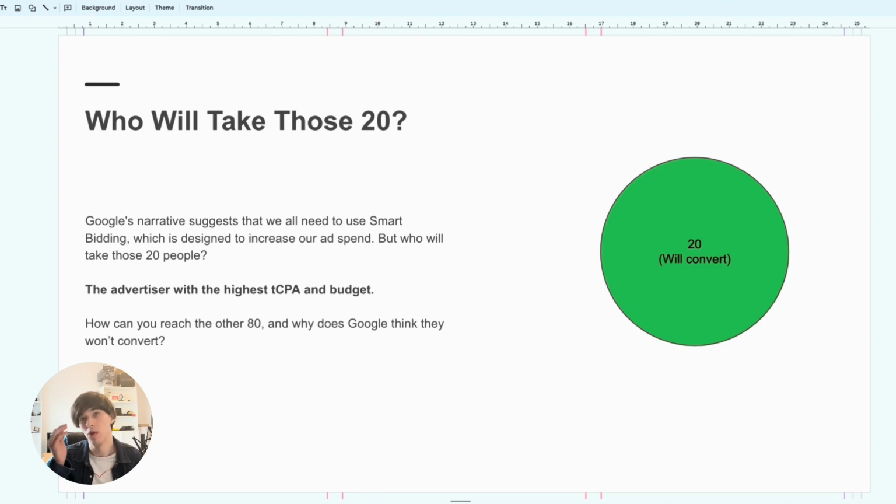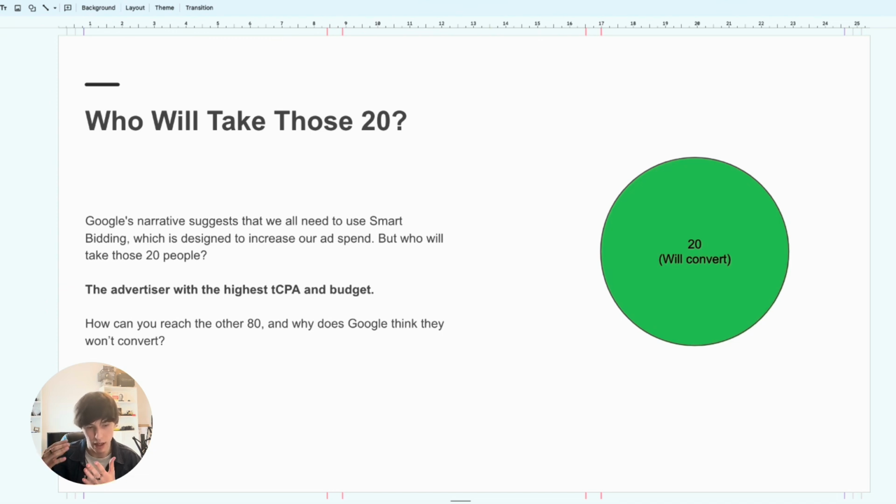So who will take those 20 that will convert? And as you know, Google's narrative suggests that we all need to use smart bidding. And basically, which is designed to increase our ad spend, because every advertiser using smart bidding and enters the same auction, and that's why this auction stays very competitive, and we have to pay more for these 20 people. Who will take those people?